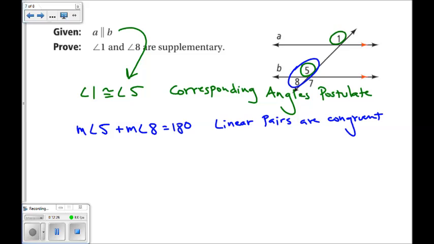Okay, now how does that help me? Well, what I can do is, since angles 1 and 5 are congruent, I could plug in angle 1 for angle 5 because they're congruent. If I do that, then I get that the measure of angle 1 plus the measure of angle 8 is equal to 180. Okay, and I'm using substitution there.